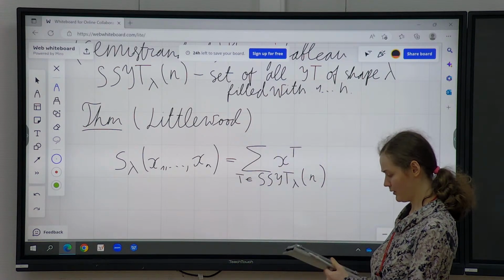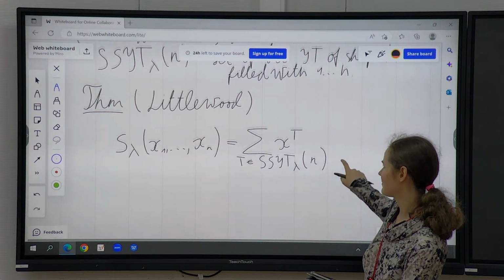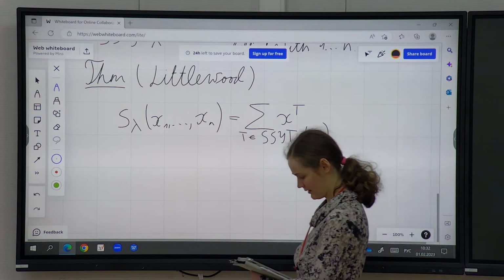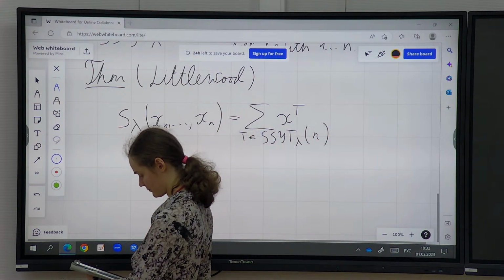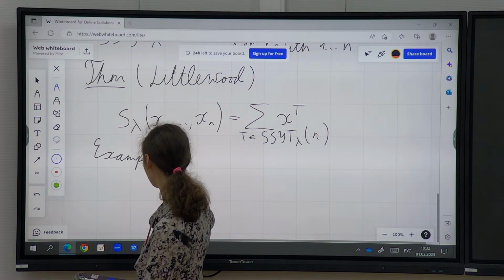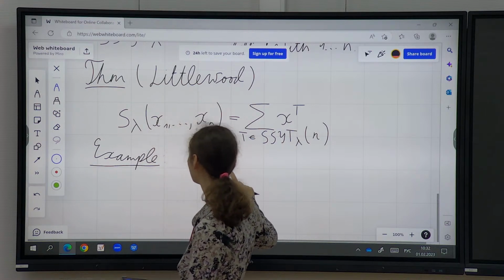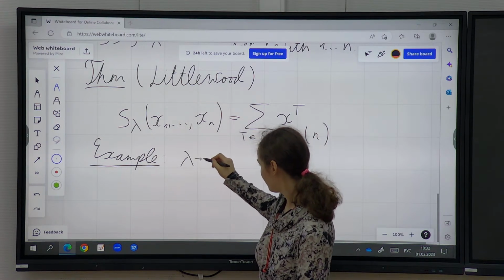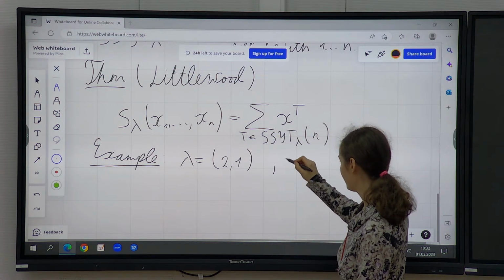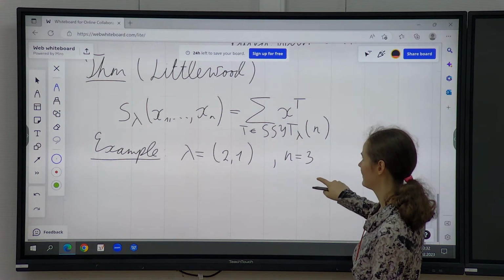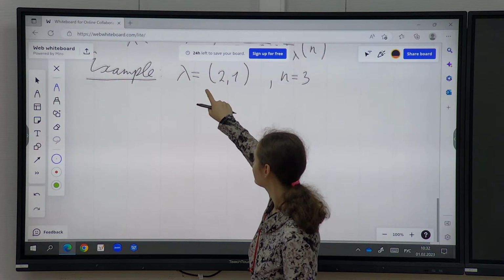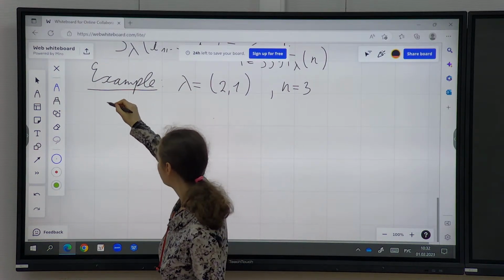So before we prove it, let's look at some examples of how this works. Let lambda be equal to (2, 1) and n equal to 3. So let's compute the Schur polynomial.